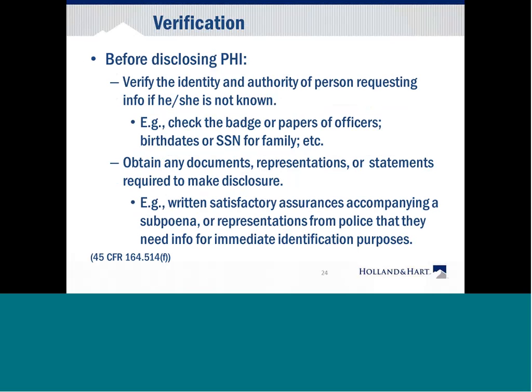So if the police comes in and says, hey, we want this information, and they otherwise fit within an exception, you may want to ask for the badge. If the OIG shows up, then you may want to ask for their papers confirming that they are who they are. If the mother calls in and wants information about little Johnny, you may want to verify that mom is the mom by asking things like, okay, what's Johnny's birth date, or what's Johnny's social security number, something like that.